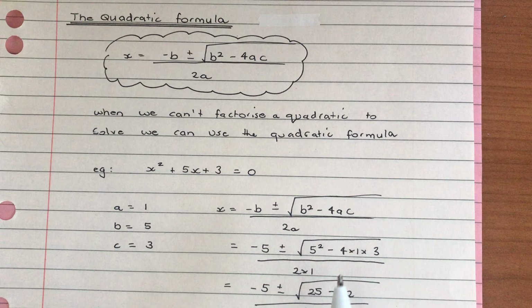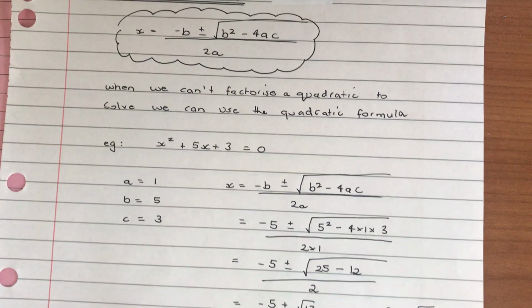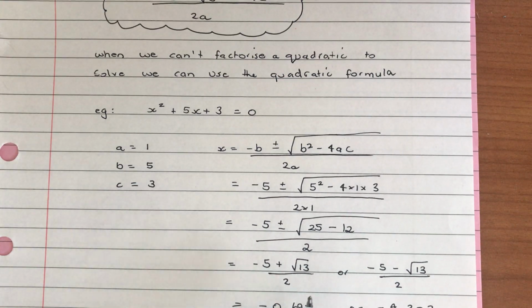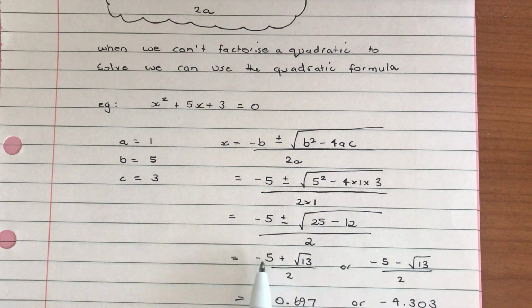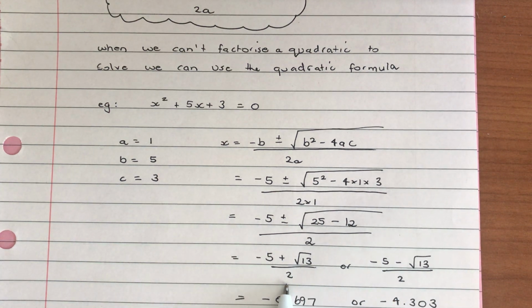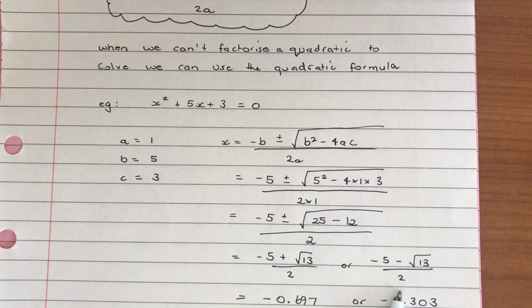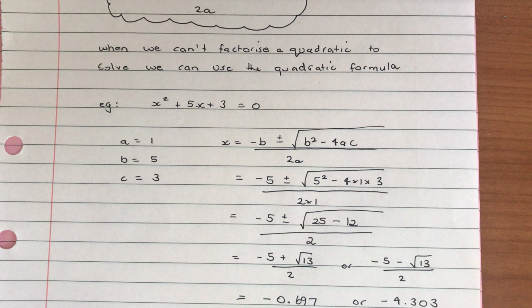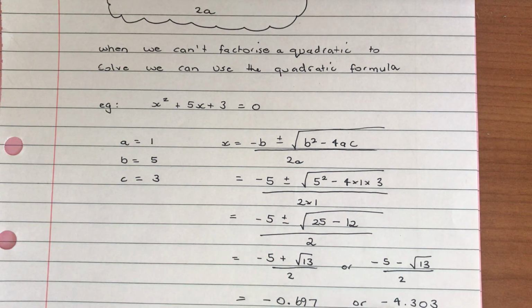5 squared is 25, 4 times 1 times 3 is 12, so we're going to do negative 5 plus or minus the square root of 13, divided by 2. So we can then split it into the two parts and say negative 5 plus the square root of 13 over 2, or negative 5 take away the square root of 13 over 2. So we can pop that into our calculator and that will give us negative 0.697 or negative 4.303.